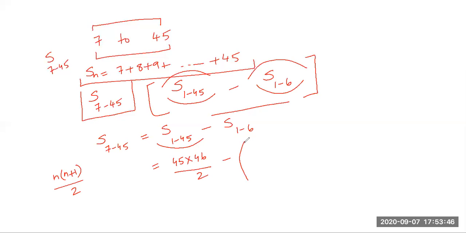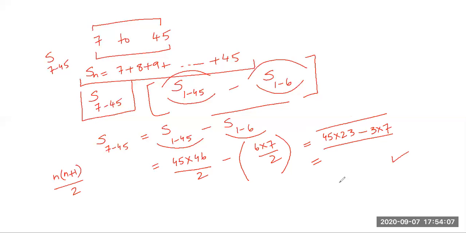Beautiful. Minus, what will be the sum of the first 6 natural numbers? 6 into 7 by 2. Perfectly fine. So this is equal to, we can say, 45 into 23 minus 3 into 7. Guys, please do it, and you'll get the answer once you solve it. You can actually see the sum is correct. Beautiful. So guys, we've already got the sum of the first n natural numbers: Sn is equal to n into n plus 1 by 2.